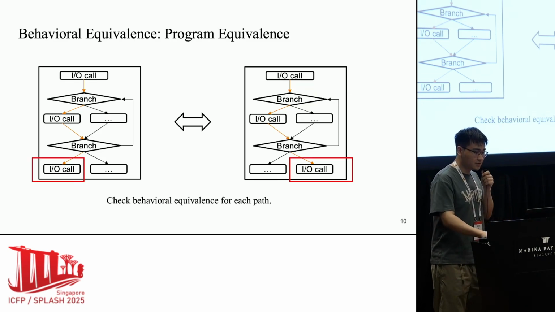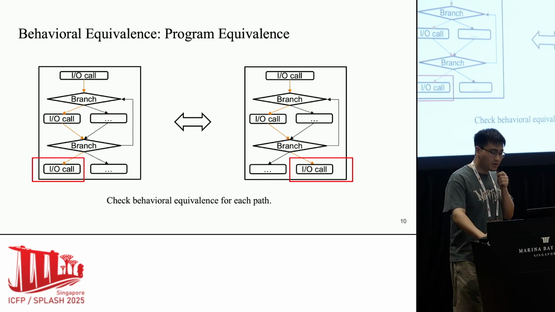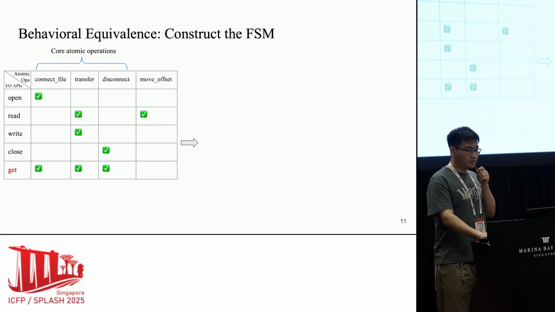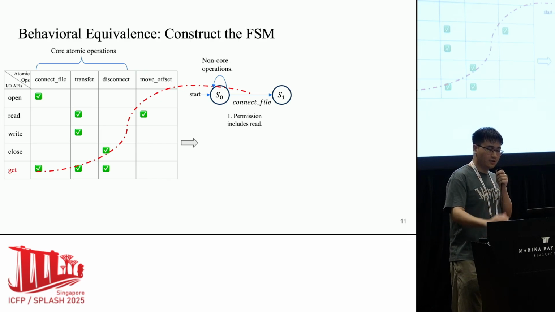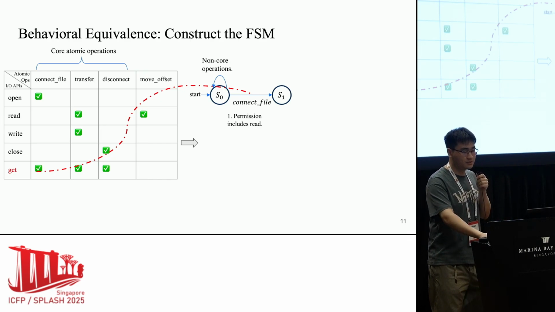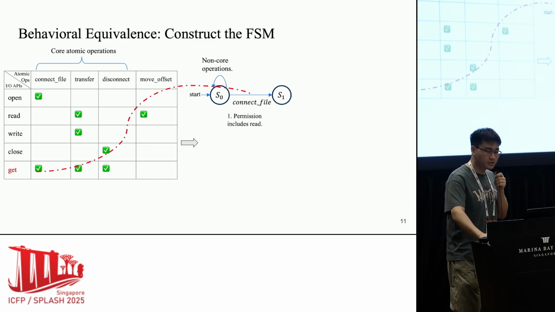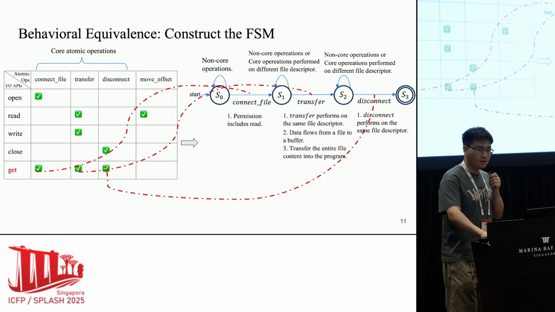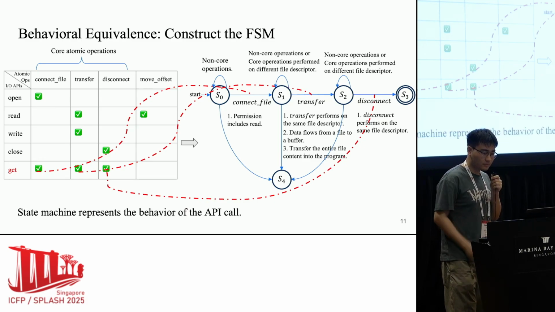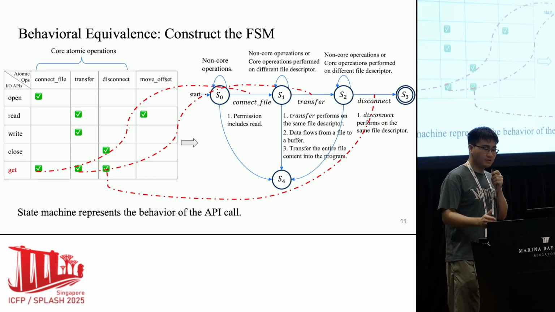So the next question is, how do we ensure a path's behavior remains the same after migrating to a new API? So we construct the finite state machine for each new API. Here's the state machine for the get API. It starts at the state S0 and takes a connect file operation, subject to the requirement that file permissions include read access. It next takes a transfer operation and a disconnect operation, subject to their requirements. Then it reaches the final accepted state S3. Accept means that the statements on the path are behaviorally equivalent to the new API.